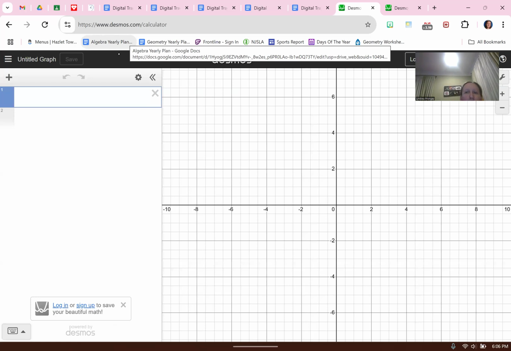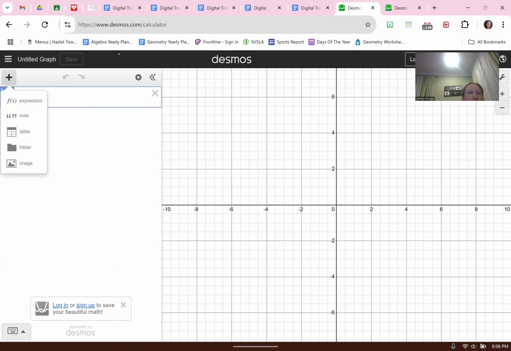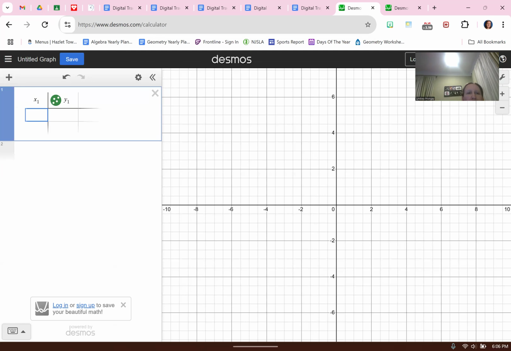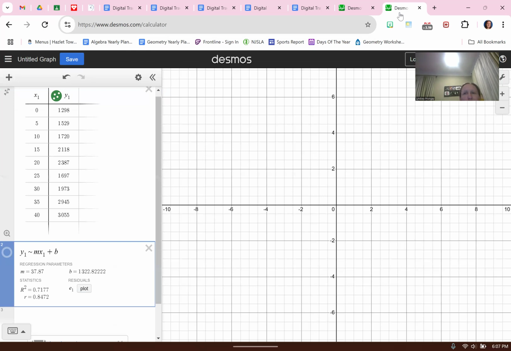Okay, now I do have it preloaded on my other screen, but I did want to show you what I mean by the plus sign. On the left-hand side of our screen, there is a plus. And when you click that, there is a spot for table. And then you would enter your X values and your Y values. Okay, and then the next line down is where you would enter that equation I told you to type in that gives you that linear regression. So I'm going to pull it up on this screen here.